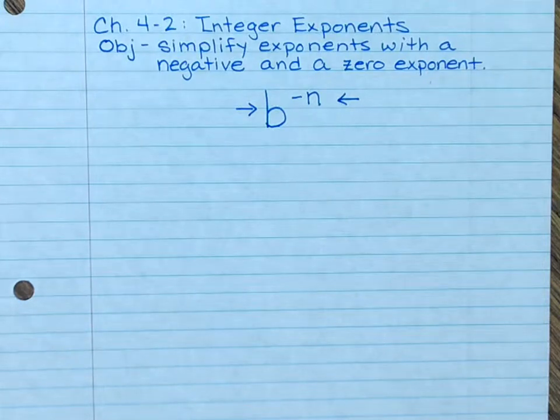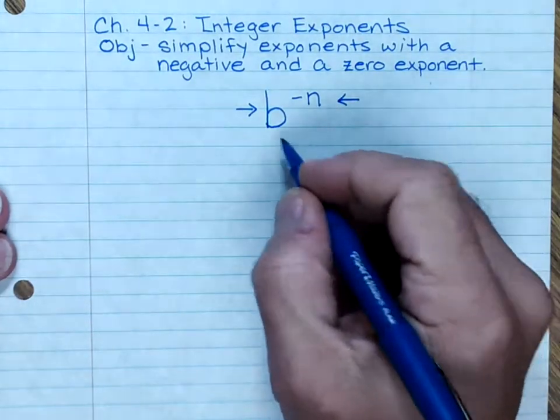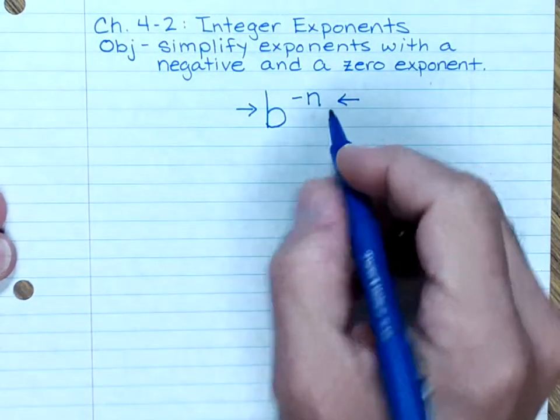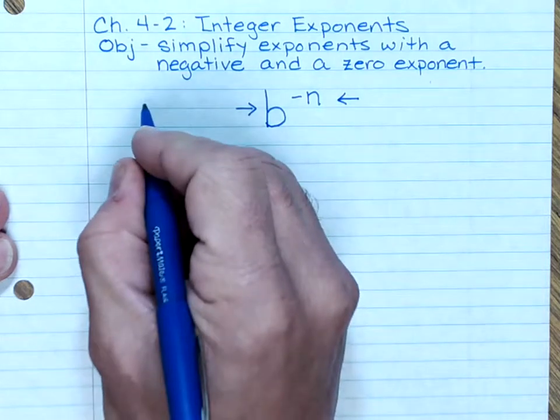So this is chapter 2, section 4, integer exponents. Here we'll be simplifying exponents with a negative or a zero exponent. So this is another algebraic example. B will represent your base again.